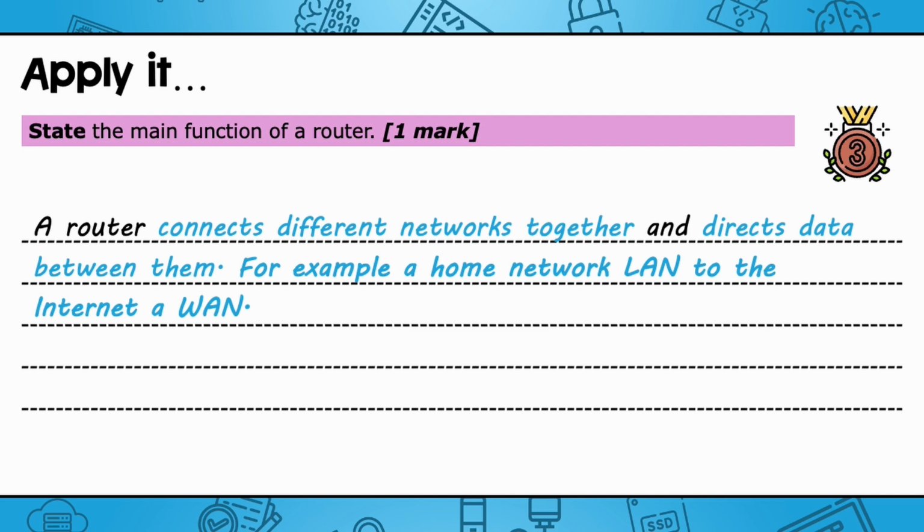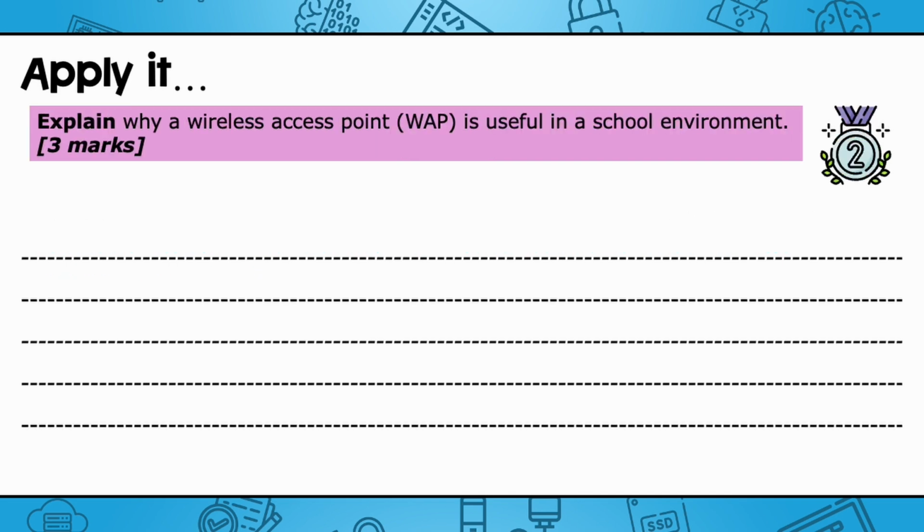Okay, so state the main function of a router. A router connects different networks together. So that is enough for 1 mark there. But we've gone on and extended it a little bit further, and it directs data between them. For example, a home network, a LAN, to the internet, which is a WAN.